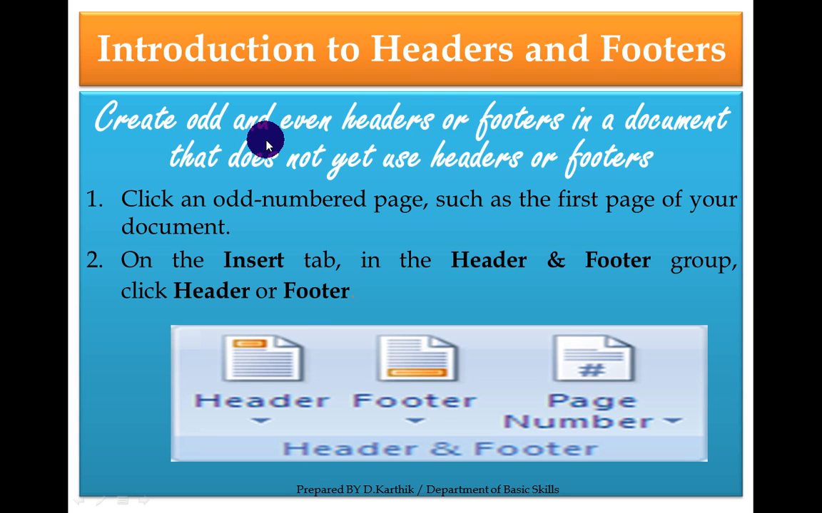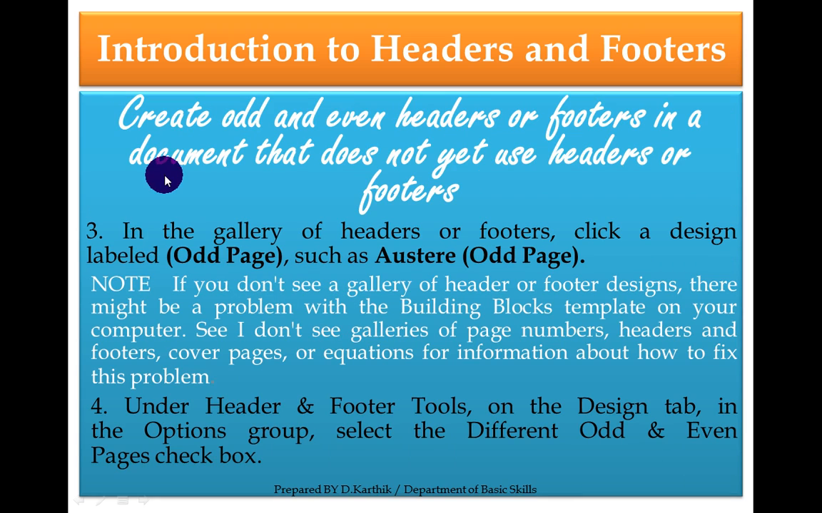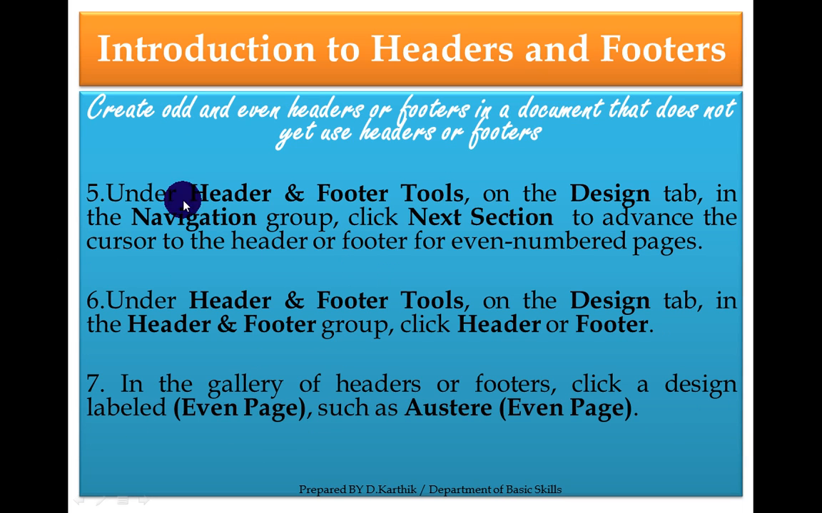And create odd and even headers or footers in a document that does not yet use headers and footers. If you want to use different headers and footers for odd and even pages, yes, that can be done. How? Click an odd numbered page, such as the first page of your document. On the Insert tab, in the header and footer group, click header. In the gallery of headers, click the design labeled odd pages and even pages. Under header and footer tools, on the Design tab, navigation group, click next section to advance the cursor to the header or footer for even numbered pages.